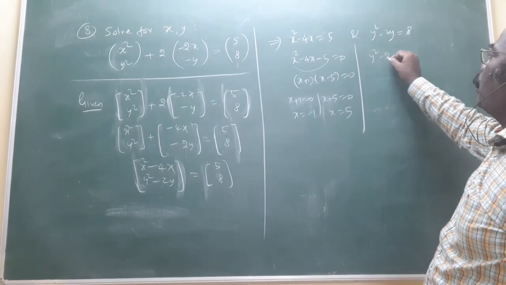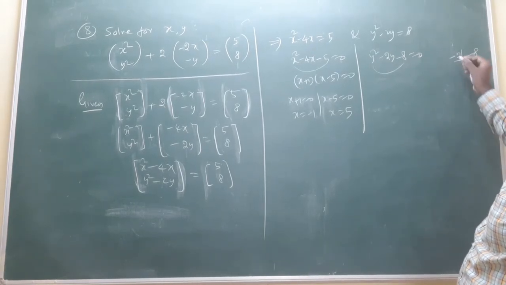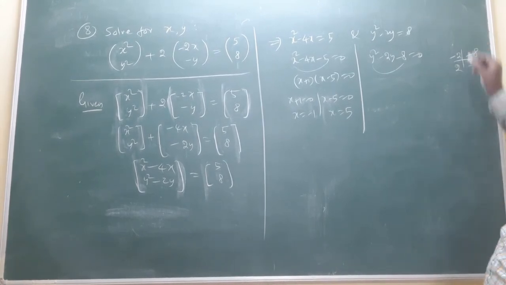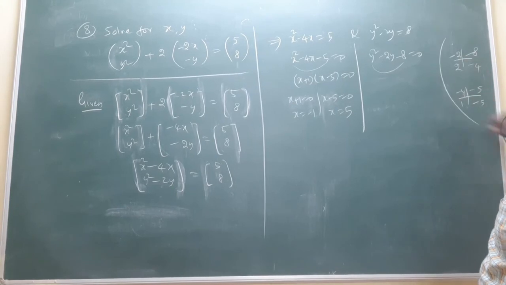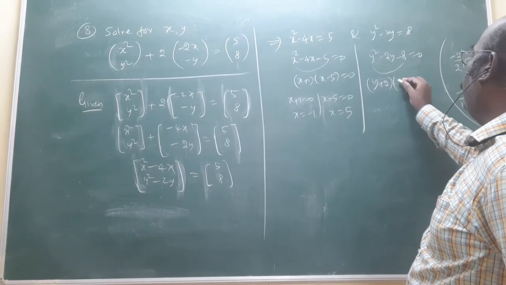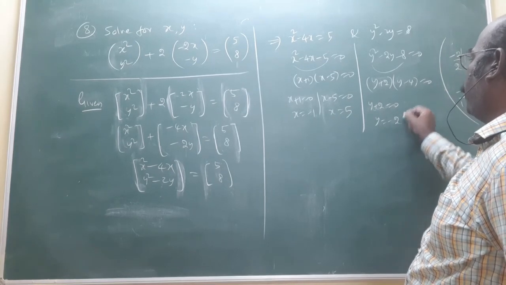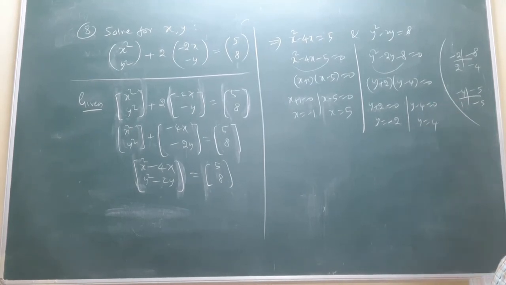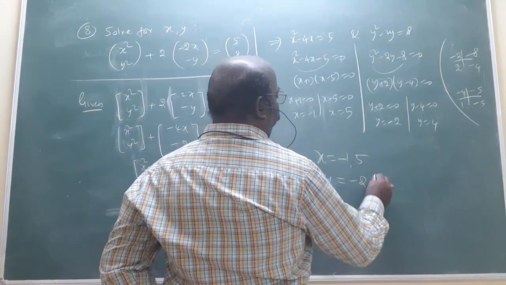Similarly, y square minus 2y minus 8 equal to 0. Product of two numbers is minus 8 and sum is minus 2. 2 fours are 8, but we need minus 4 to cancel. Now your answer is y plus 2 into y minus 4 equal to 0. Therefore, y plus 2 is 0 means y equal to minus 2. Next, y minus 4 is 0 means y equal to 4. Therefore, the answer is x equal to minus 1, 5 and y equal to minus 2, 4.